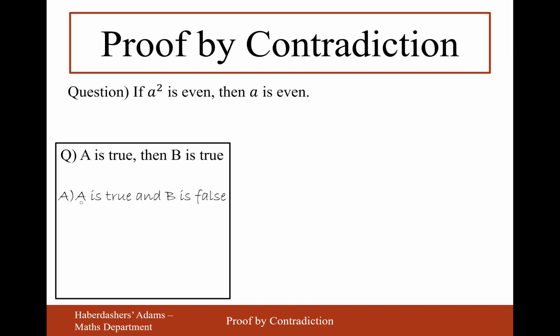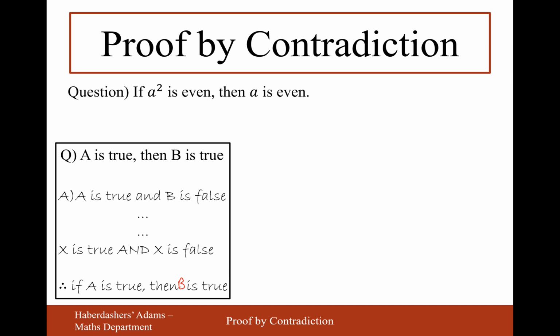What you do to start with is keep A true, but turn B to be false. Do your algebra, and then find a statement X that is simultaneously true and false. And that can be statement A as well. So therefore, if A is true, then B is also true. Okay, so let's have a go at this question up here then.